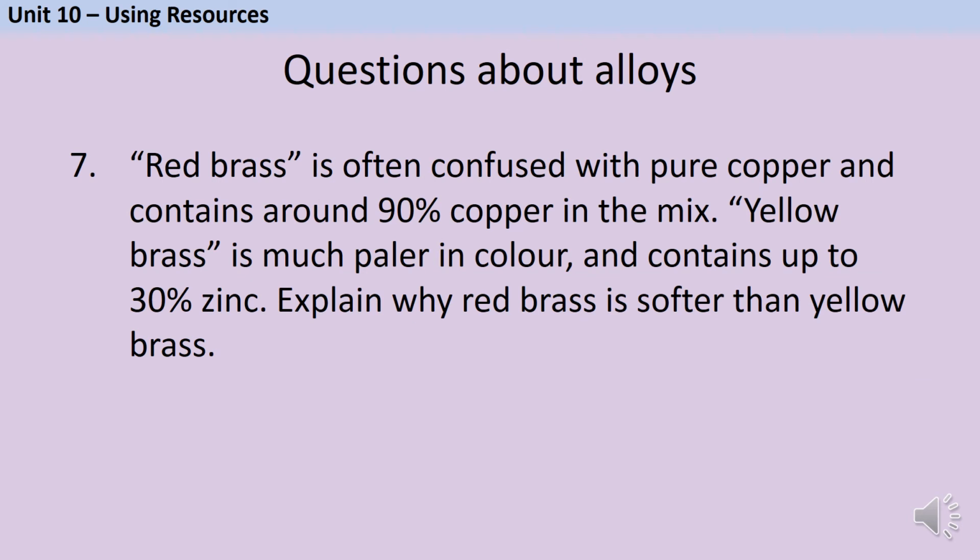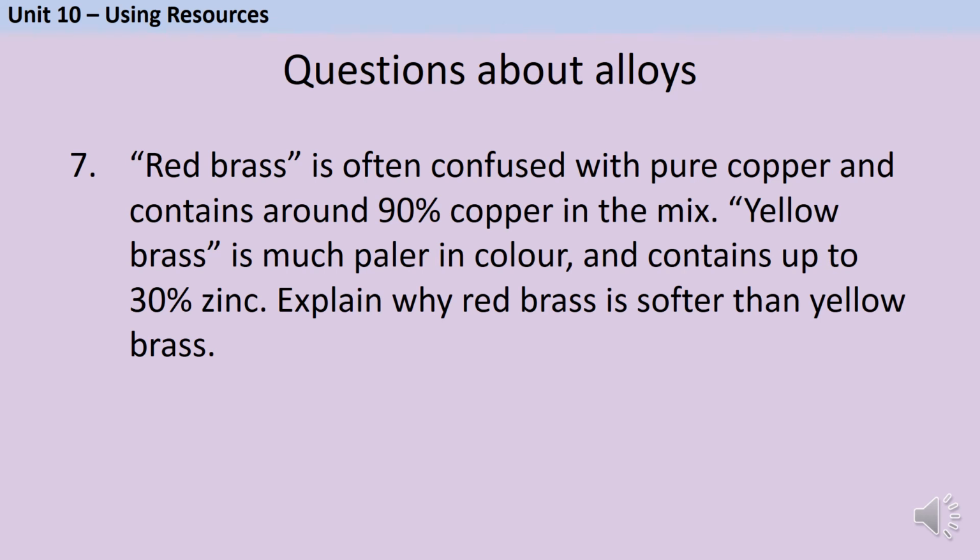Here's an example of a question which, rather than just asking us to use our knowledge from the specification, gives us some more information and asks us to use that as well. Red brass is often confused with pure copper and contains around 90% copper in the mix. Yellow brass is a paler colour and it contains up to 30% zinc. Explain why red brass is softer than yellow brass.